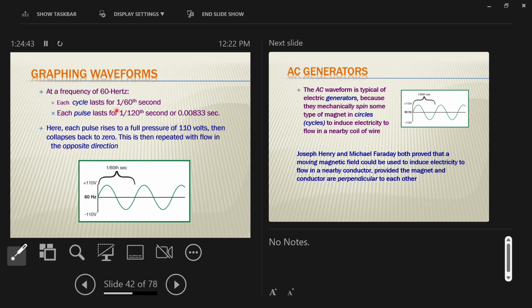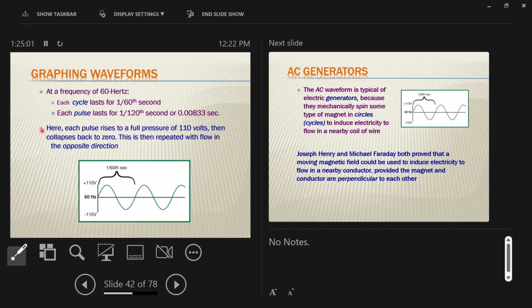You can real easily plug into your phone 1 divided by 120 and it'll give you that answer, okay? Ignore that right now. I don't need you to worry about that. What's important here is these nice little fractions. They're easy to remember.